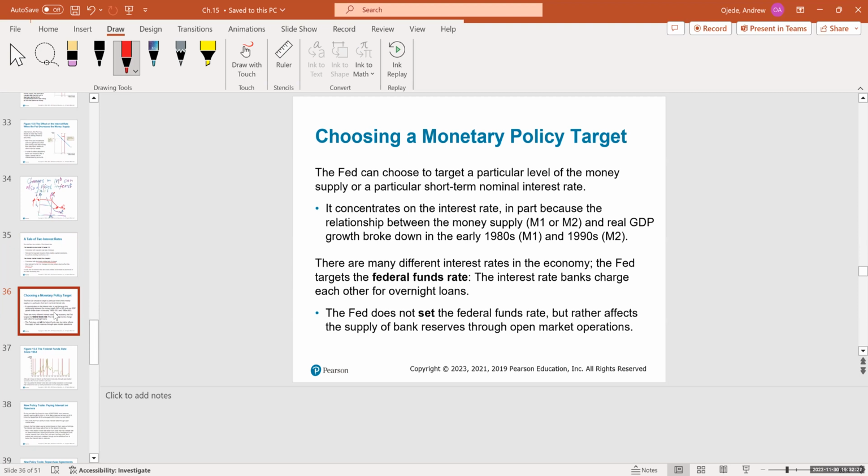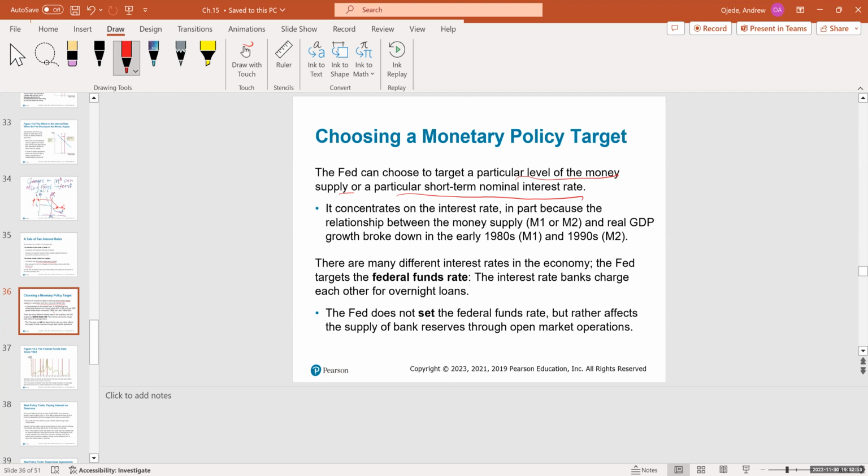The Fed can choose to target a particular level of money supply or a particular short-term nominal interest rate. It concentrates on the interest rate in part because the relationship between the money supply, M1 and M2, and real GDP broke down in the 80s and the 90s. The Fed used to target money supply directly. We set a target: this is the level of money supply we want in the US economy.